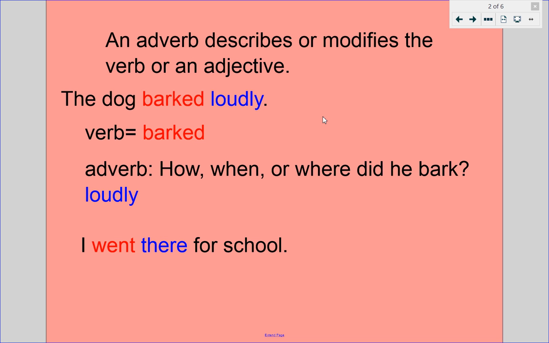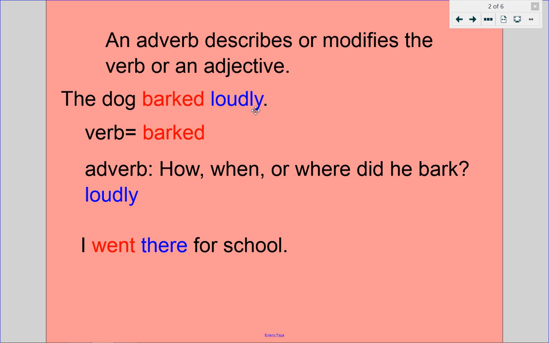Okay, for right now we're usually looking at just modifying the verb. So what I want to do when I look at a sentence is find the action of the sentence, find that verb. It could be a be verb like be, am, is, are, was, were, but a lot of times you're going to have more of an action word. So the dog barked loudly. Barked is my action. So once I find that verb, then I need to ask myself, how, when, or where did he bark? Well, he barked loudly. So loudly is my adverb.